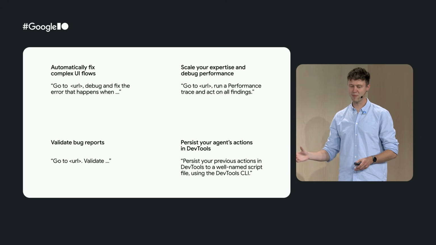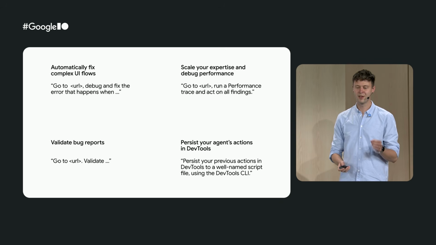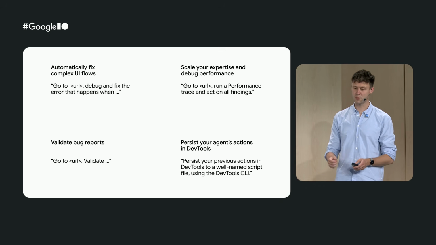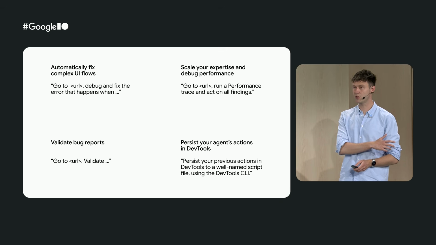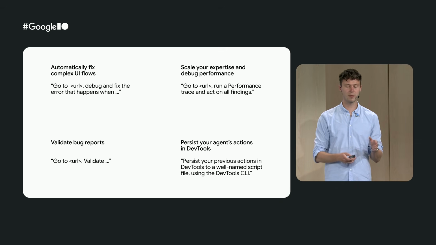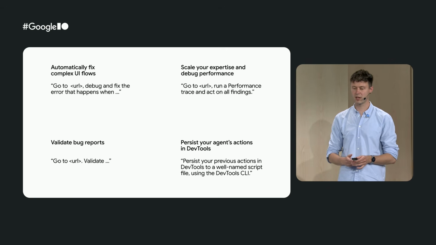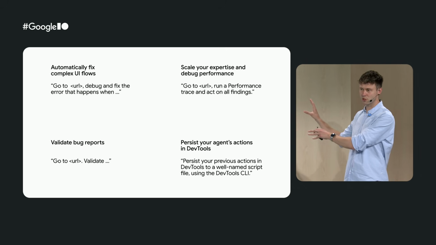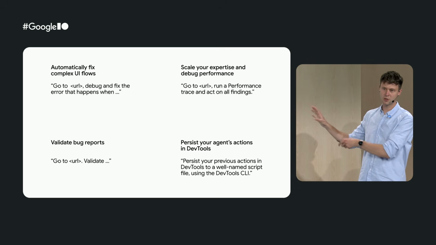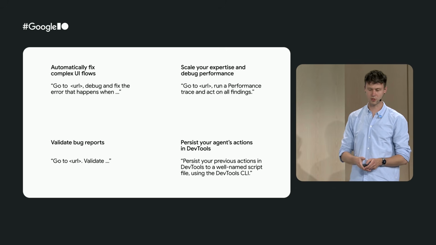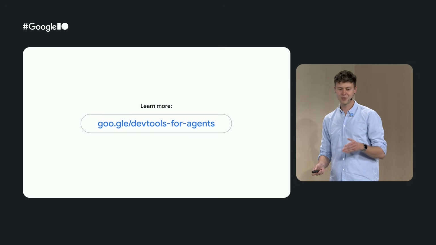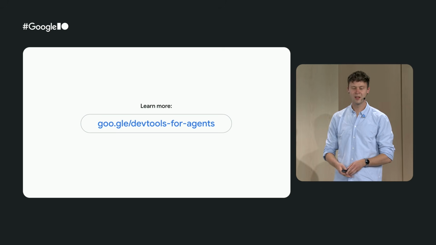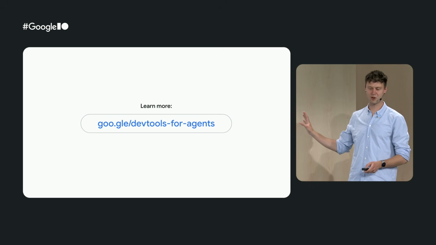Okay, let's wrap up all use cases that we explored. We saw a prompt to automatically fix complex UI flows, one to scale your expertise running performance traces or Lighthouse audits, one to validate bug reports, and one to persist your prompted actions to scripts you can rerun outside of your coding agent. Use variations of those prompts in your own projects to achieve the same results you just saw on screen. To explore more use cases like this and more examples from other tool categories, learn more in our documentation on developer.chrome.com.